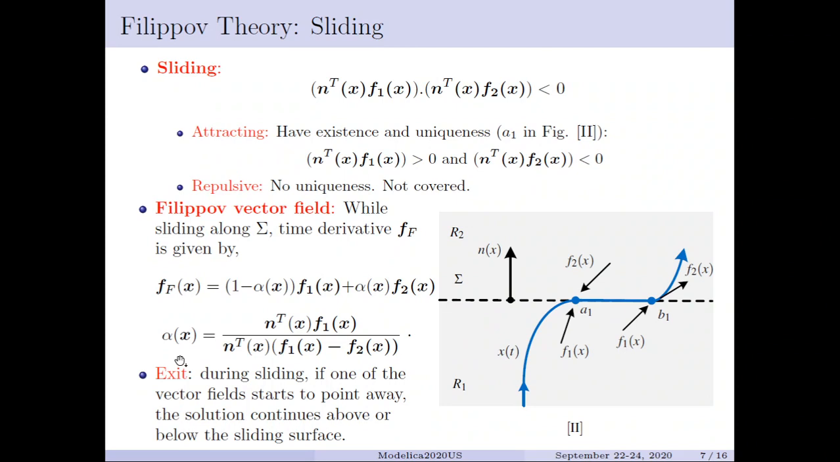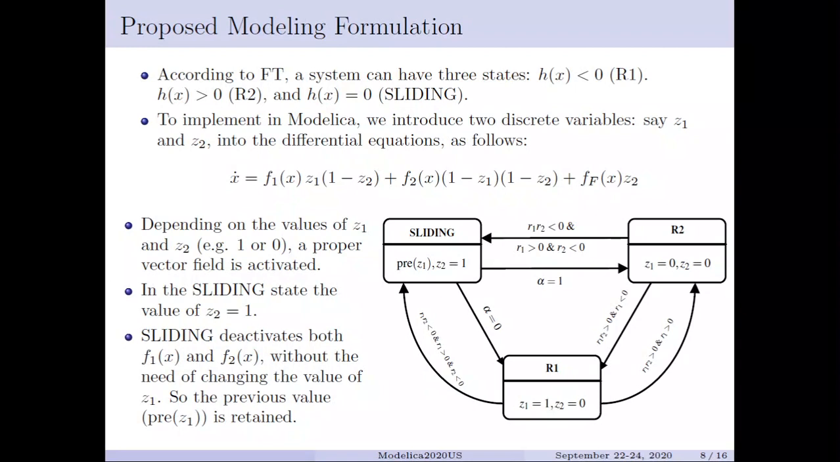Based on the Filippov theory, we propose this implementation framework. We have seen that the Filippov system has three different states: the region R1, region R2, and the sliding surface. For implementation in Modelica, we introduce two discrete variables, Z1 and Z2, into the differential equation. During a time domain simulation, depending on the values of Z1 and Z2, a proper vector field is chosen.